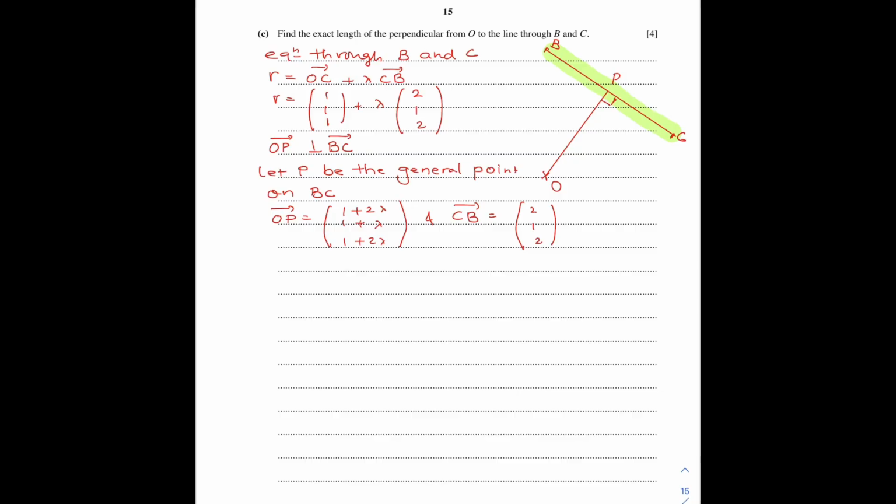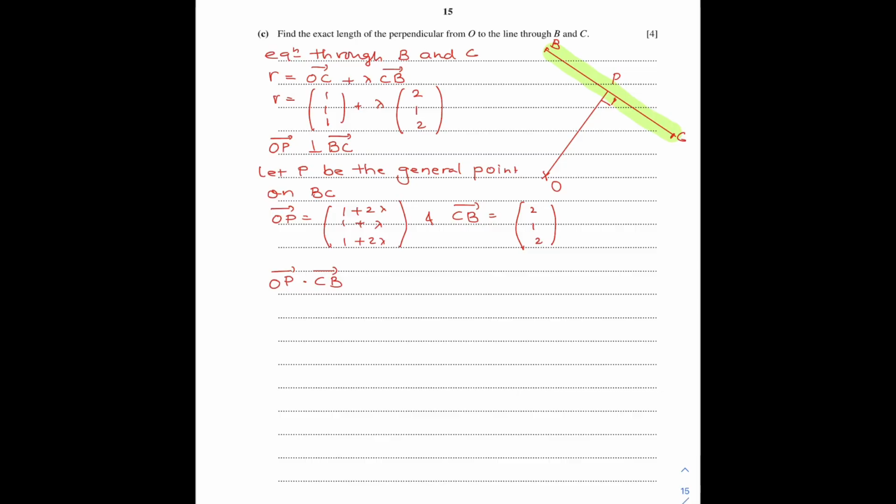If we had started, instead of OC, if we had gone from O to B and B to C, then we would have used the direction vector of BC. But because we started from OC, we are going C to B. Hope it makes sense to you. If we start from O to B and then B to C, then we could have used the direction vector of BC. Doesn't matter where you start from. It will be the same.